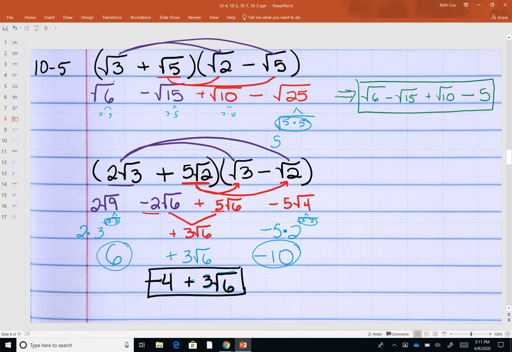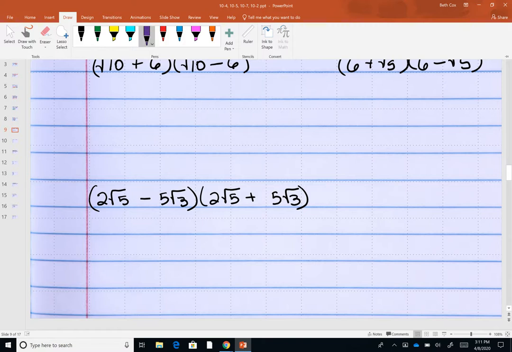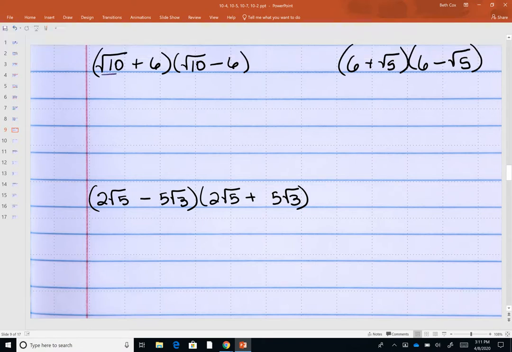All right, next slide. A couple more examples. Again, more FOIL type examples, but something weird is going to happen on these. These are special. I want you to pick up on these. We'll do the FOIL again and again. These are special, so something different is going to happen. All right, so I'm going to do that times that.